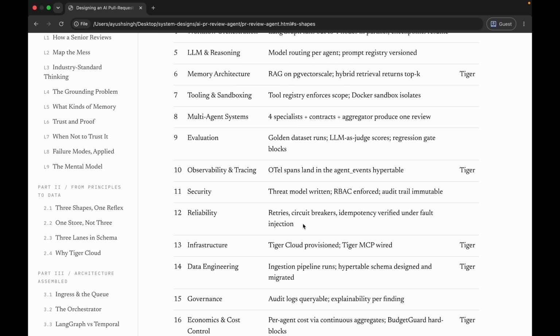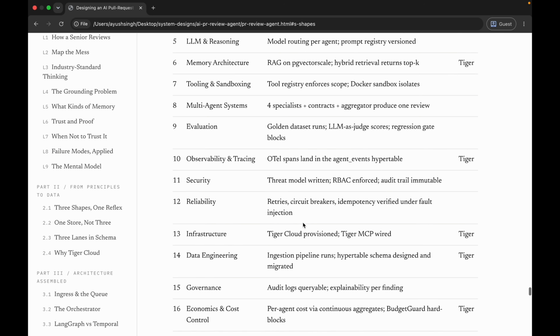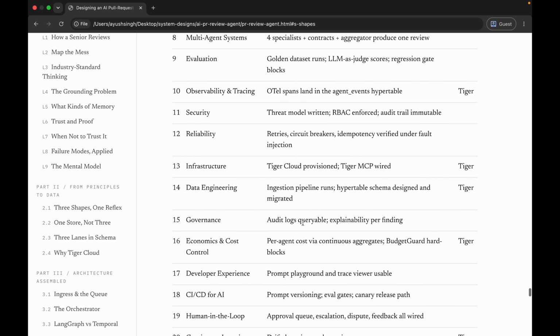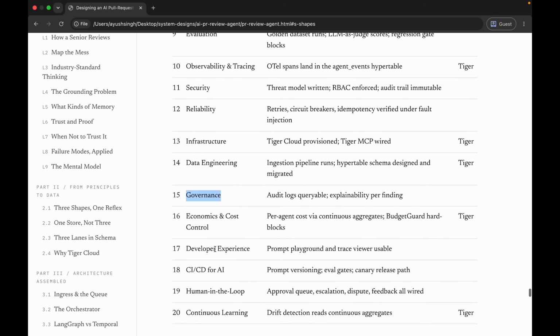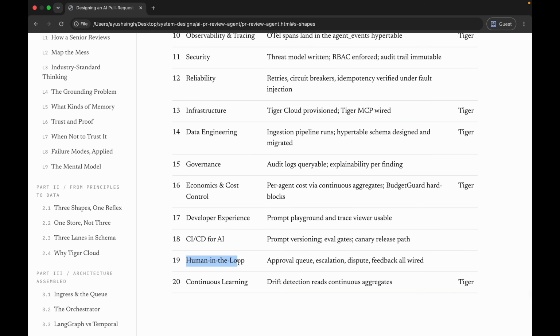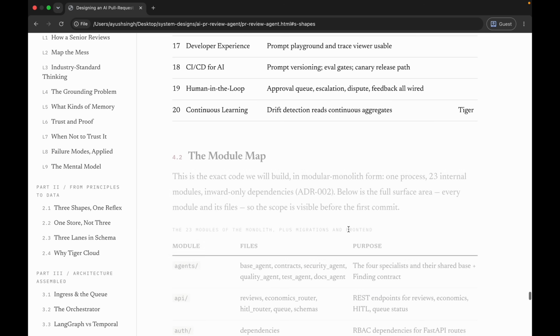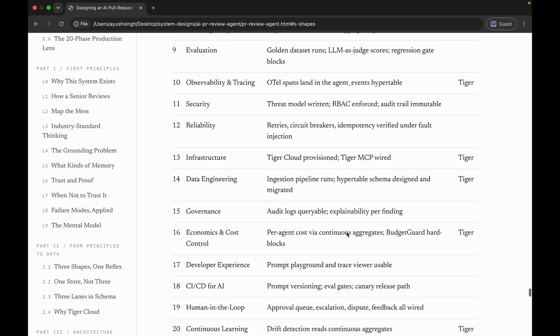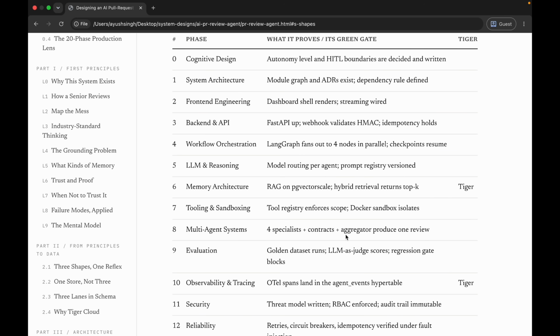And frankly speaking, we don't have the knowledge of security and reliability. That's where the power of our Genesis Kits comes in. So Genesis Kits will basically give you all the required context to code with AI and give the judgment where it is required. Okay? Your governance, your developer experience, your CI/CD, your human in the loop, and your continuous learning. Basically, if quorum continuous aggregates, if something needs to be changed right away. So these are the few phases which we'll be focusing on throughout the project.